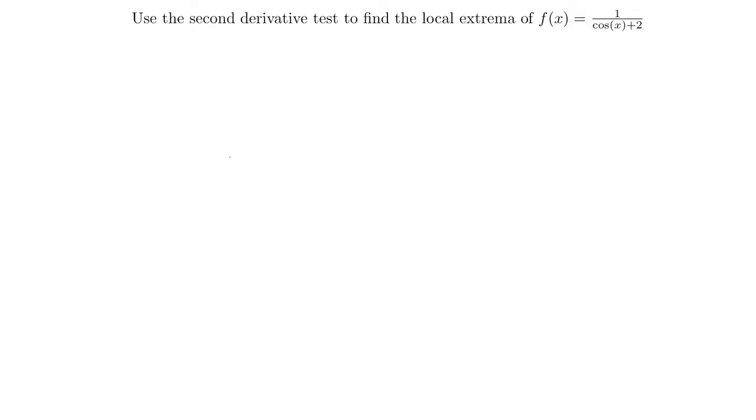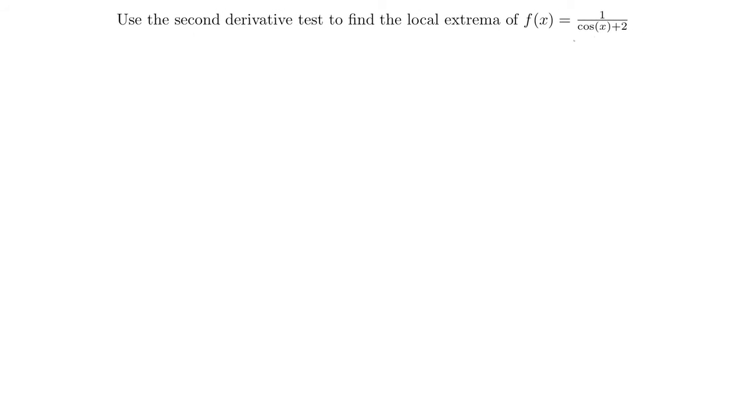In this example, in this question, we're going to use the second derivative test to find the local extrema of this function right here, 1 over cosine x plus 2. So remember, to find the local extrema using the second derivative test, let's write down what we're going to do here. First thing is we're going to find the critical points.